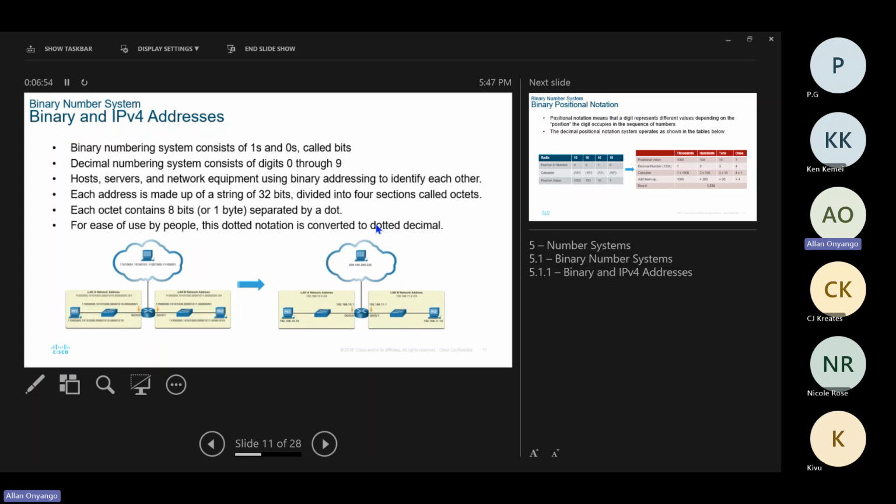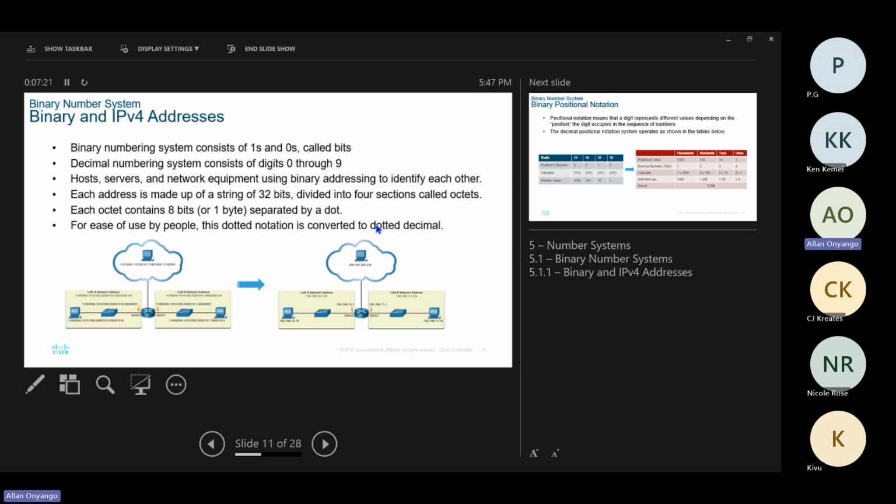Now, that is where we generate the term. We said that every address has 32 bits, and the 32 bits are divided into 4 sections, leaving us with 8 bits per section. And each section we call an octet. Each section is called an octet simply because it has 8 bits. And we are going to deal with so much of it today.